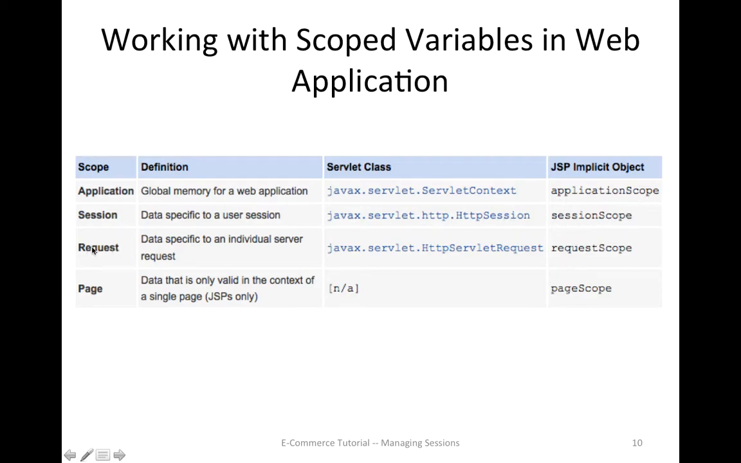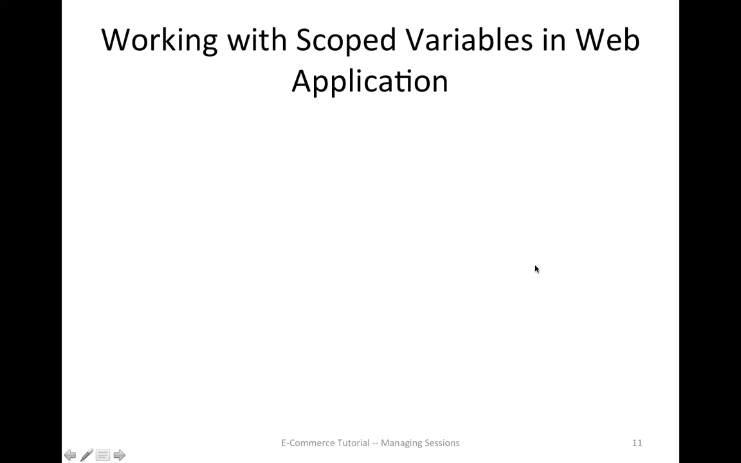Then you have request scope. If the scope is request, then the data is specific to an individual server request. It's contained in the javax.servlet.http.ServletRequest class, and this is request scope. Then page. This is page scope, data that is only valid in the context of a single page, which is JSP pages only. This is page scope. Let us see several examples.